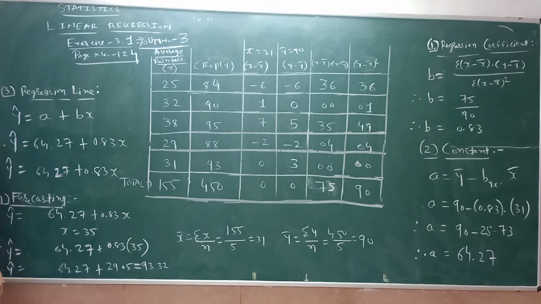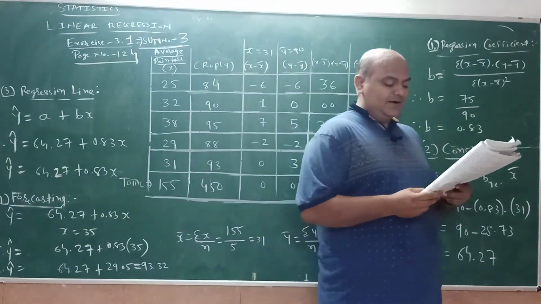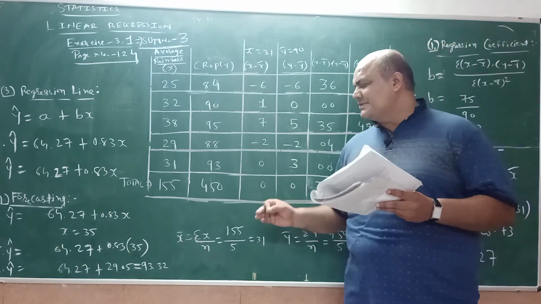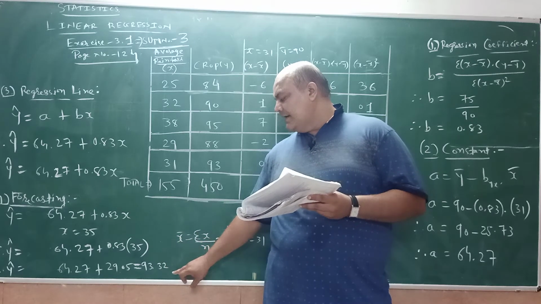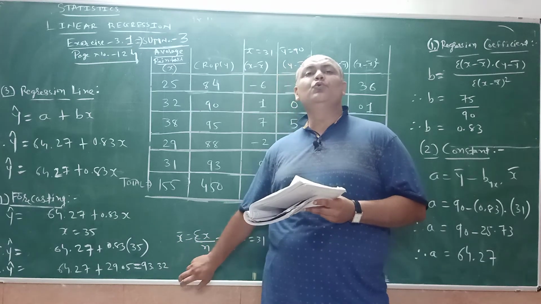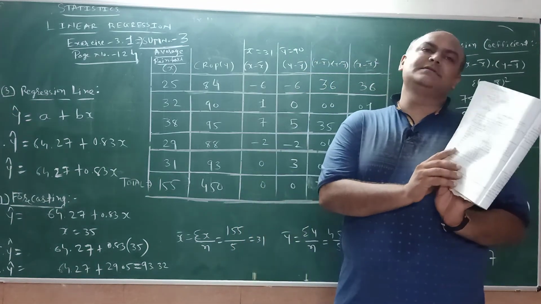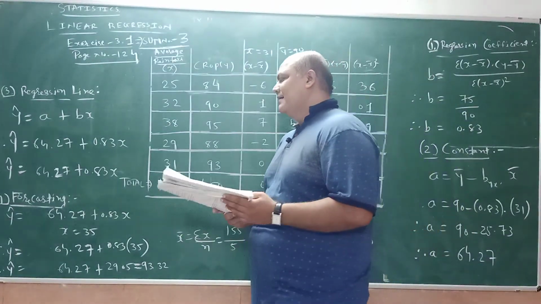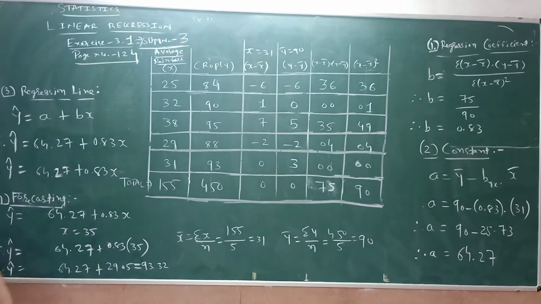93.32. But when we want to get the full marks, my dear clever students, we have to write that when the average rainfall is 35 centimeter, then the crop is 93.32 tons. Why tons? Because it is provided in tons. So by this way, students, we can get the forecasting also from the regression line.